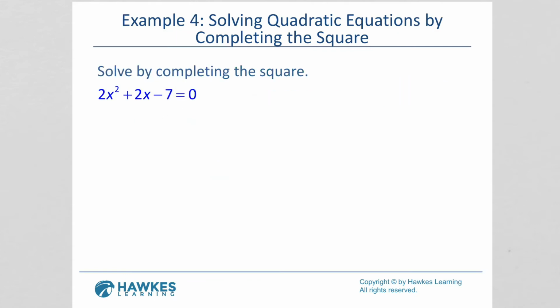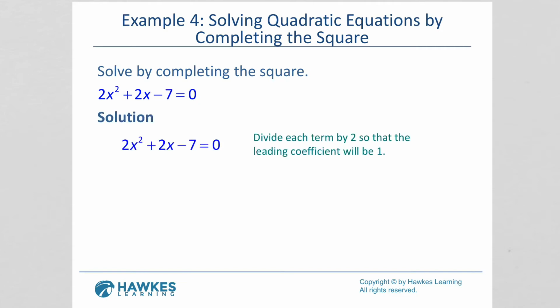Example 4, solve by completing the square: 2x squared plus 2x minus 7 equals 0. For our solution, we're going to start by dividing each term by 2 so that the leading coefficient will be 1. That gives us x squared plus x minus 7/2 equals 0. Now we're going to isolate the constant term by adding 7/2 to both sides. So we have x squared plus x equals 7/2.